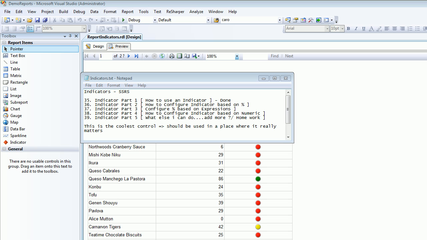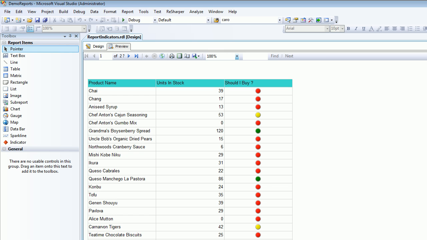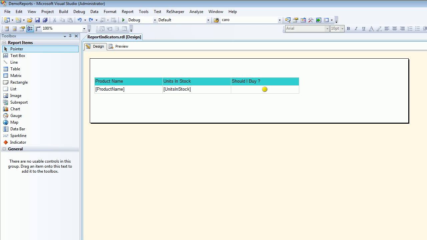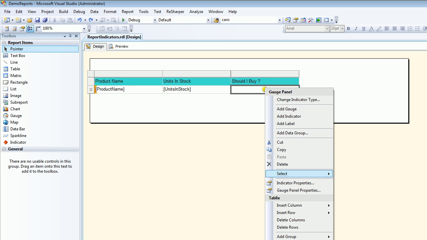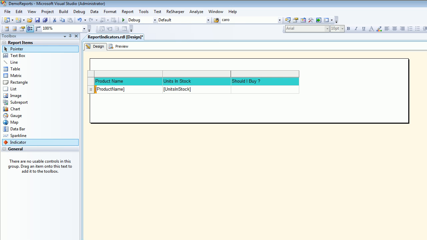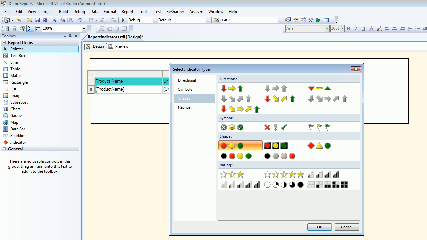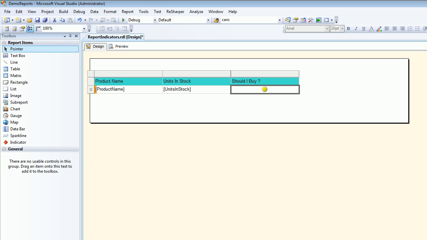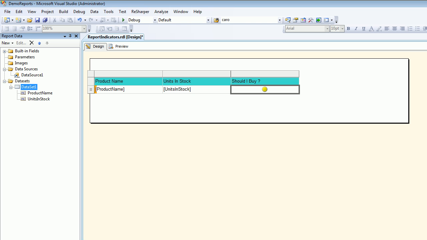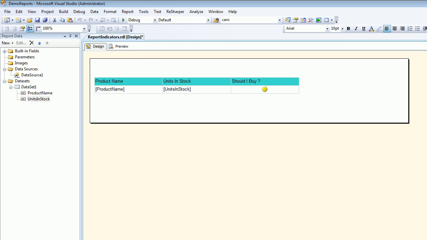And the last time we saw the indicators and we learned how to create an indicator and how to use them. So this is what we saw last time, but if you are new to this, then don't worry. What I'm going to do is right click, delete this, and add an indicator again. I'm going to choose the basic one and hit OK. Generally, by the rule of thumb, I have a dataset, I drag product name in here, and UnitsInStock in here. So that was it.